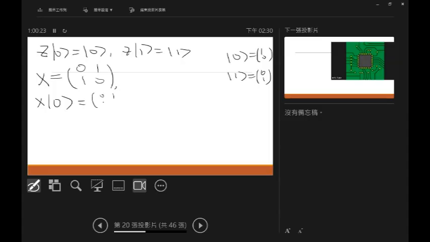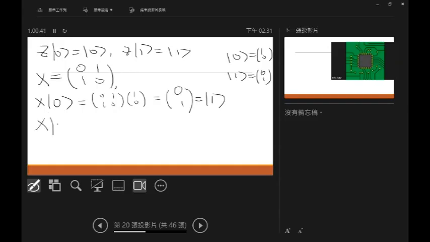Trivial, right? So 0, 1, 1, 0, just do some computation, 0, 1, 0. So this is 0, 0, 1, 1, 0, 0. And this is 1, right? So this is 1. So X will just flip 0 to 1.